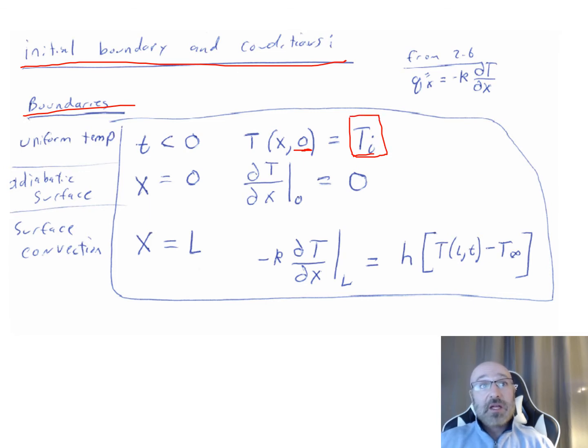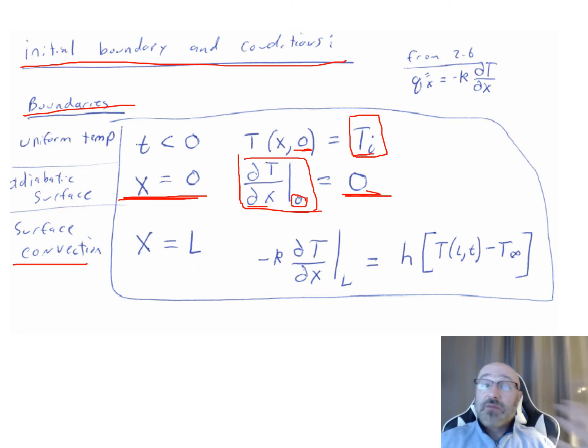We also see for the adiabatic surface, when we're right at that surface, when x is equal to 0, we have this relationship that dT/dx, our partial change in temperature with respect to position, when x is equal to 0 is equal to 0. So our temperature is not going to change at x equal to 0. Then we also have surface convection. Where does convection occur? If we go back to our diagram, we can see that fluid is on the opposite side of the wall, where x is a distance L away from our initial surface.